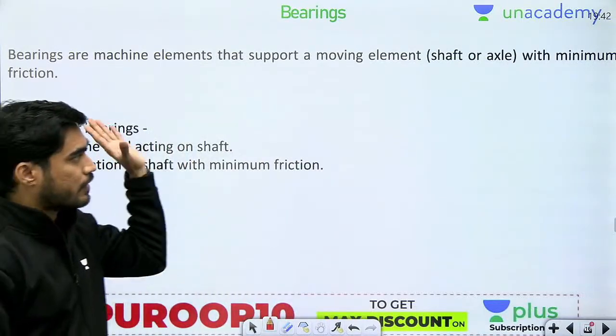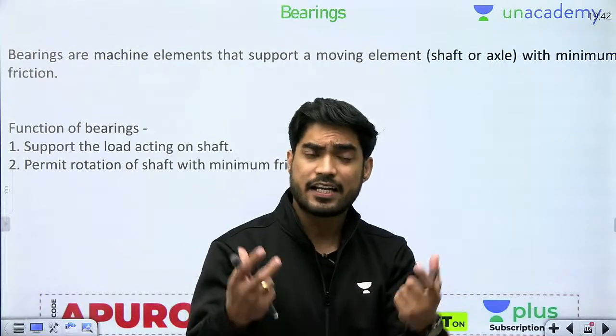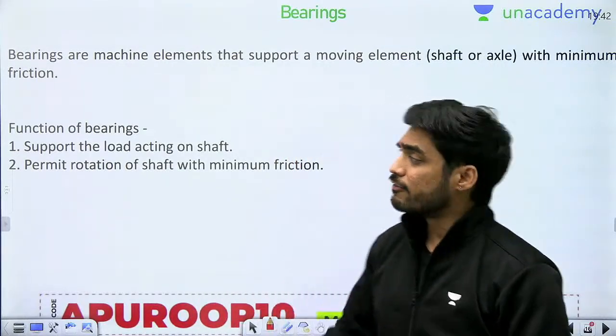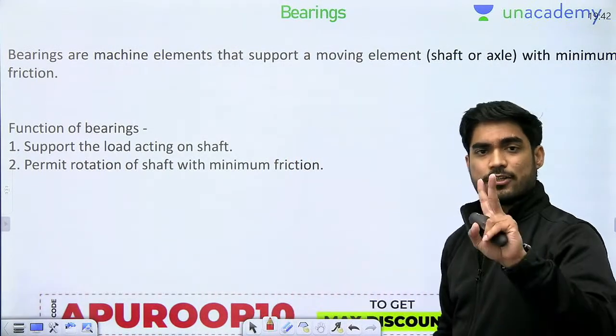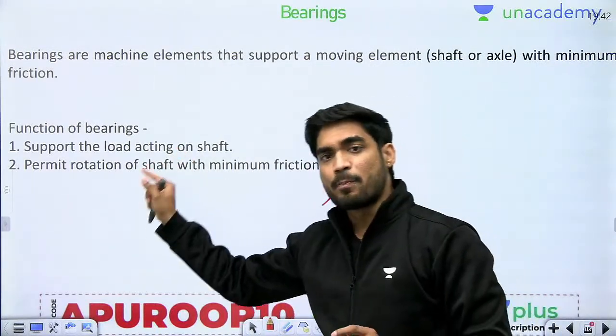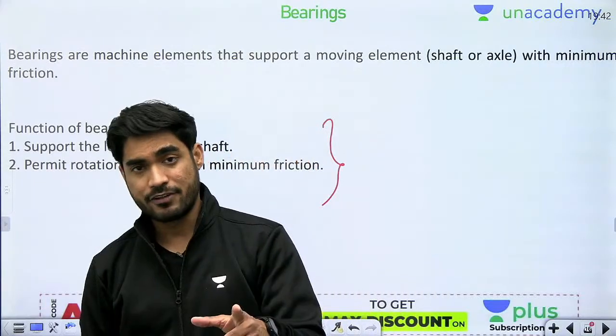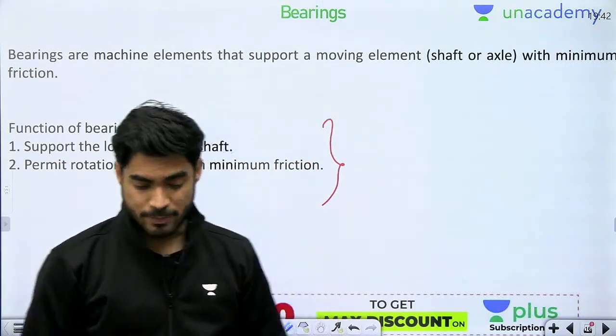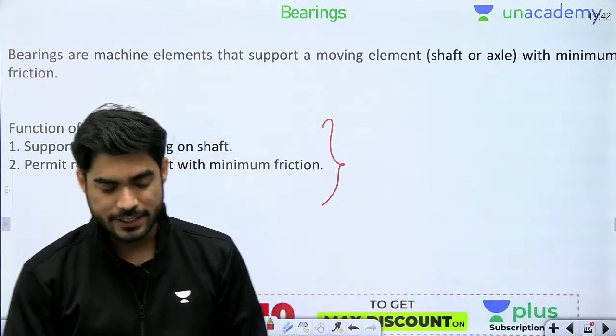if the friction is not minimized. So friction को minimize करने के लिए and in order to support the load of the shaft, we use bearings, right? So there are two main functions of bearings: to support the load acting on the shaft and to permit the rotation of the shaft with minimum friction. Minimum friction के साथ rotation, right?